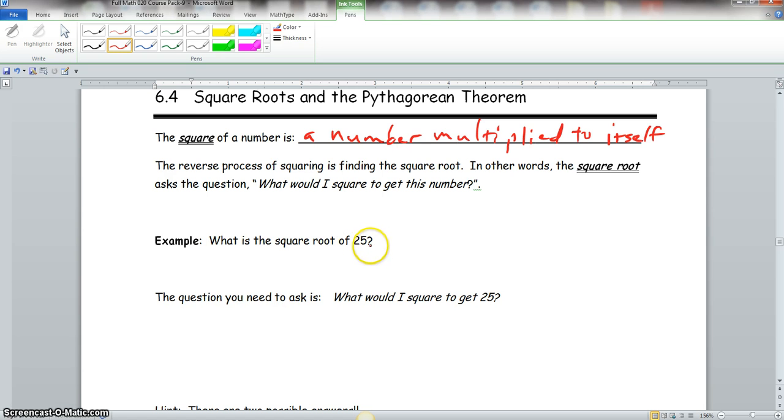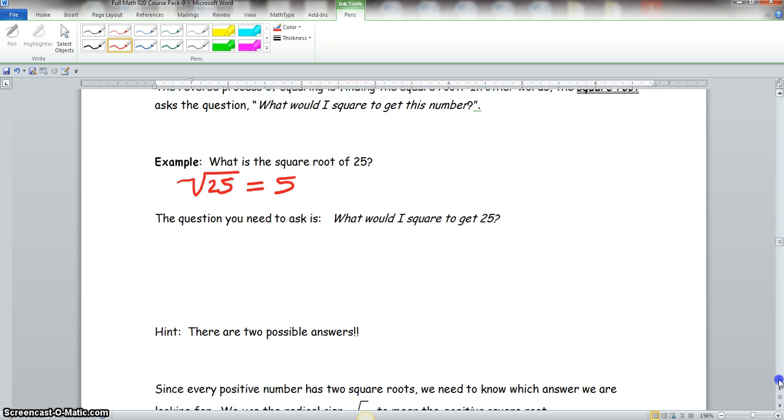What is the square root of 25? Now, first of all, let's take a look at what a square root looks like. Square root typically looks like this. So when they say, what is the square root of 25? They really mean this here, the square root of 25. So we ask ourselves, what number multiplied to itself will give us 25? And that number would be 5. And it says here, the question you need to ask, what would I square to get 25? Which we figured out here, which would be 5.